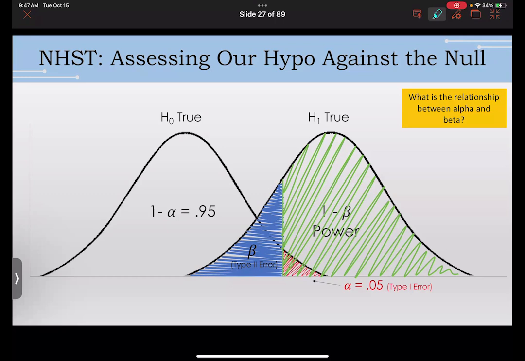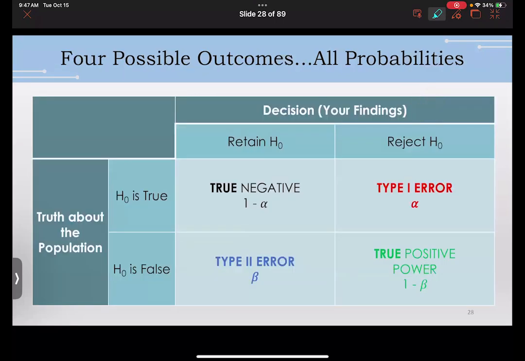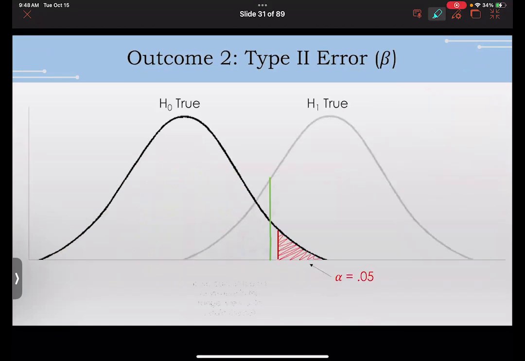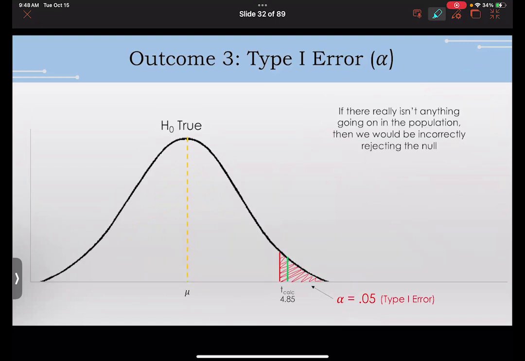But I do want to answer one question that came up, which is, what is the relationship between alpha and beta? Alpha and beta are in different curves, remember? Alpha is in our null curve. That's our rejection region, right? It is also our probability, and this is a question on the midterm, of making a type 1 error. We're going to reject anything that's in that red zone, and it could be, in fact, in the null curve, which would be a type 1 error.